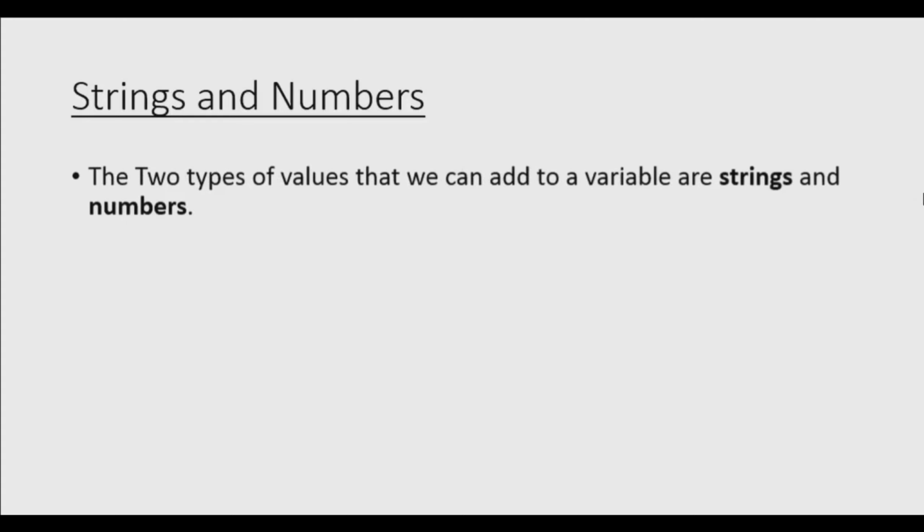So now that you have a good understanding of what variables are, let's talk a little bit about strings and numbers. When you're entering information into a variable, we are adding a value to that variable. But there are two types of values we can add to a variable. These are strings and numbers.